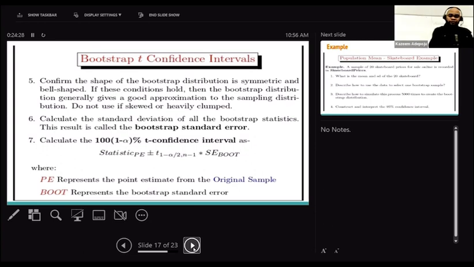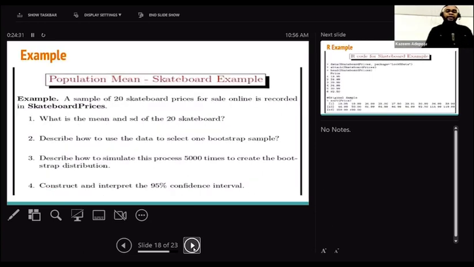How does it work? I'm actually going to demonstrate to you now with data. Let's come into this data now. I need you to pay attention. Statistics is very, very easy. Now let's get started. A sample of 20. A sample of 20 is less than 30. You know that, right? The central limit theorem does not apply. It's not going to follow normal. Therefore, we need what? We need to bootstrap. Okay. 20 skateboard prices for sale online are recorded as skateboard prices. And look at the question.